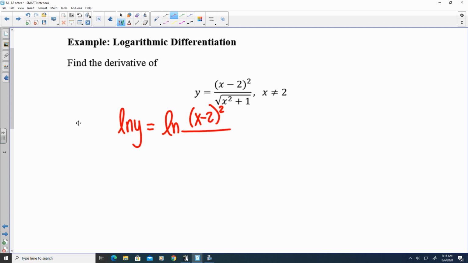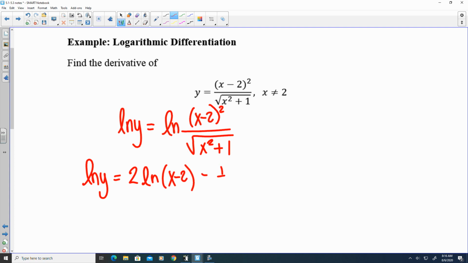And again, as long as you're doing it to both sides, nothing is changing a lot. Wouldn't be able to do it if it changed it. And then, okay, hey, I got logarithms now, so I can do those logarithmic properties on the right side to turn this into some simpler math. So we're going to have 2 natural log x minus 2 minus 1/2 natural log x squared plus 1.